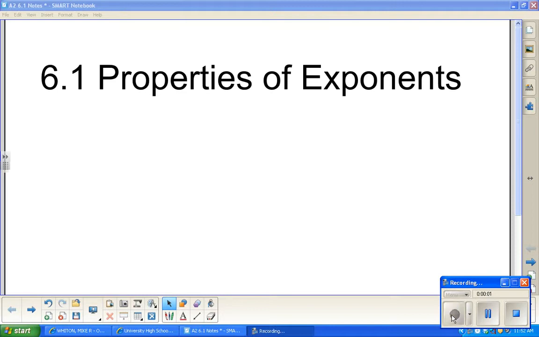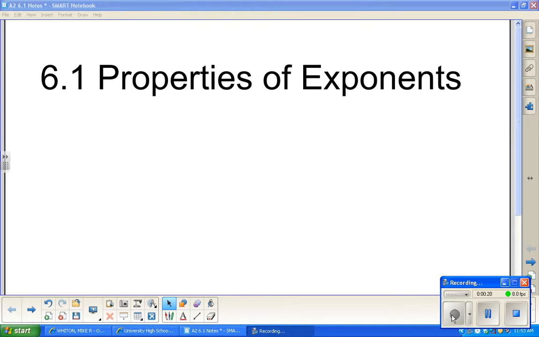Okay, this will be our introduction to chapter 6. It kind of follows from the last chapter, which was all the quadratic stuff. This one's going to be about polynomials. We'll just have bigger exponents, like something x to the fourth plus something x cubed plus something. So this is kind of the beginning of that.